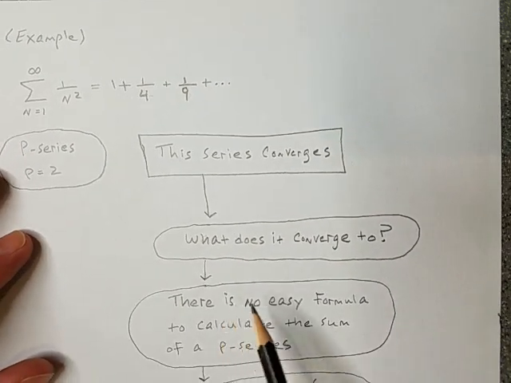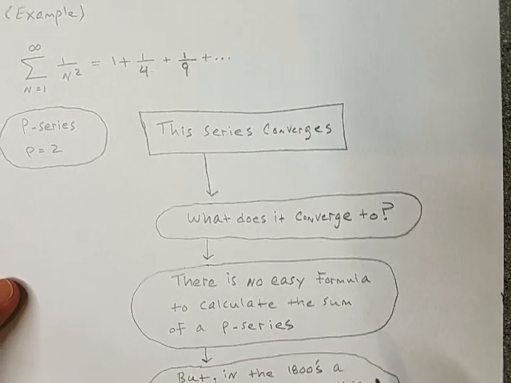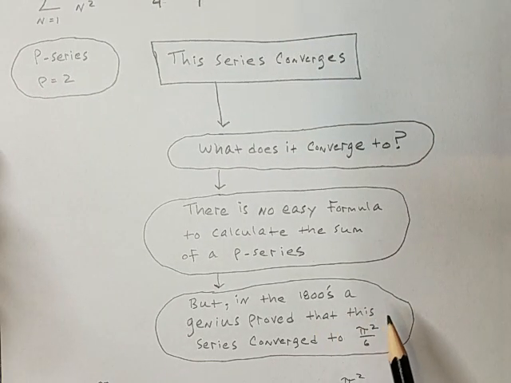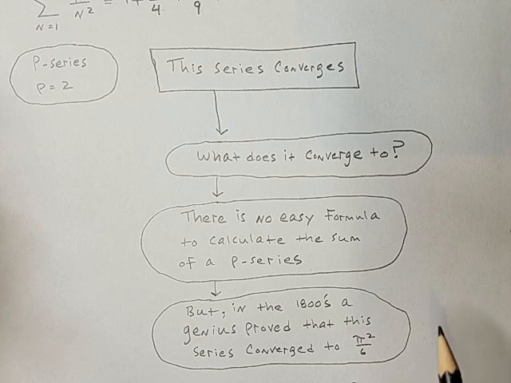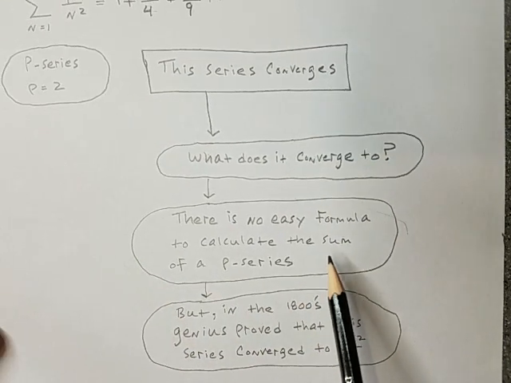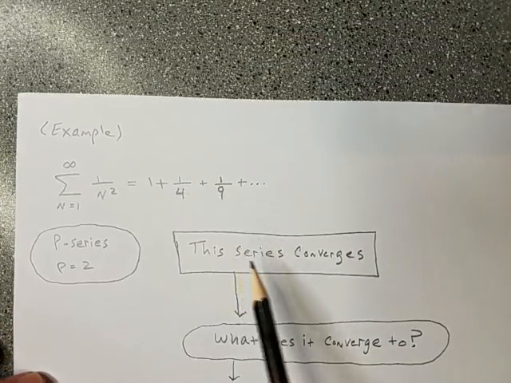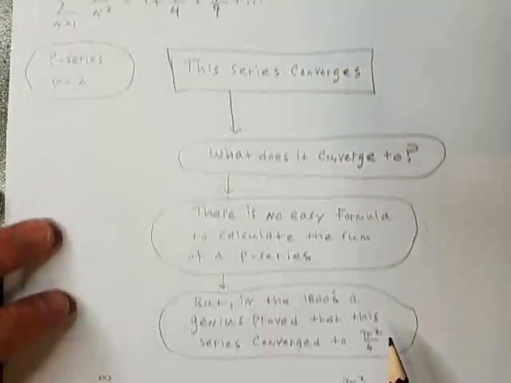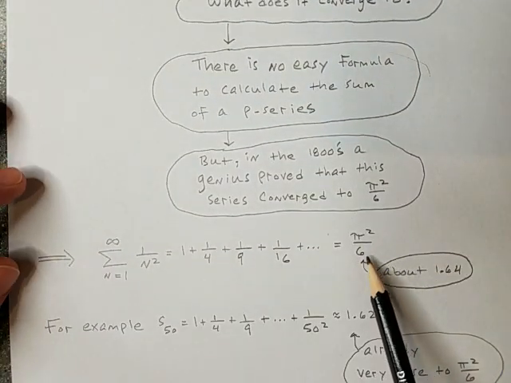What does it converge to? Well, there's no easy formula to calculate the sum of a p-series. There just isn't, okay? For this particular p-series, in the 1800s, a genius mathematician proved that this series converged to pi squared over 6, all right? So it's not easy to do. We're not going to worry about calculating the sum of a p-series. We'll figure out if they converge, but as far as what they converge to, we generally won't worry about that. Okay, but this one, just since we're talking about it, converges to pi squared over 6, okay?